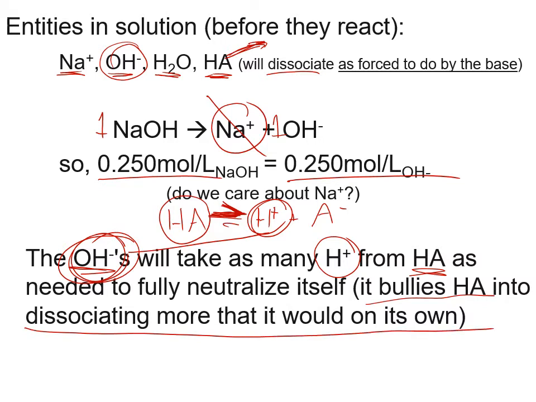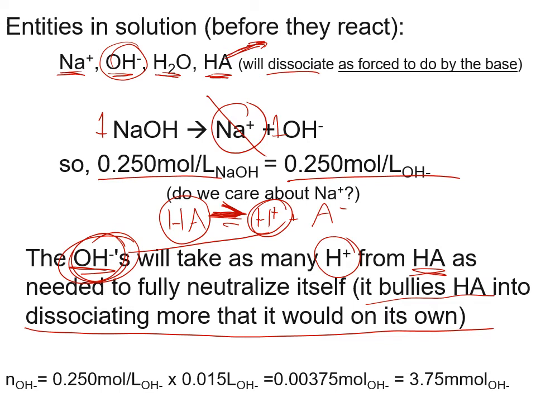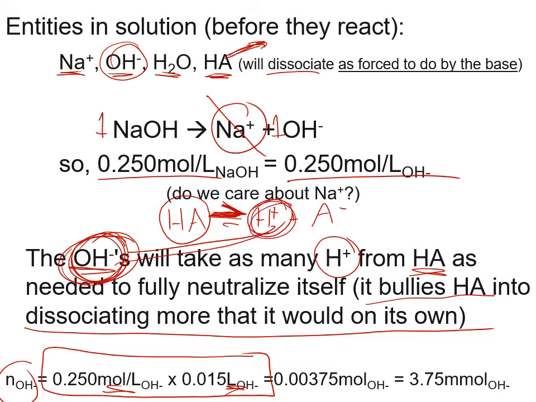We need to figure out to what extent that is, and it is based on how much base we have. So the question said that we have 15 milliliters, or 0.015 liters. This is in moles per liter, so put the volume in liters as well. So if we actually find the number of moles of OH-, we know how many OH-s are going to be there taking these hydrogen ions. And it works out to be 0.00375 moles of OH-. That's how much has been added in this question. And just to make it easier to write, so we don't have to do scientific notation or write all those zeros, let's use millimoles. So 3.75 millimoles of OH- have been added into the acid.